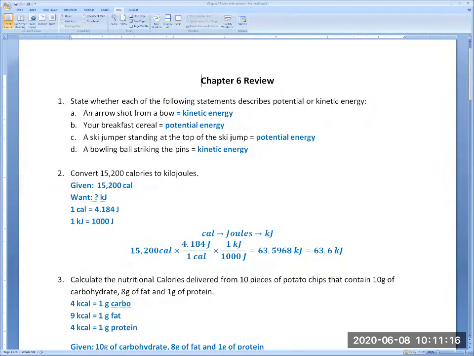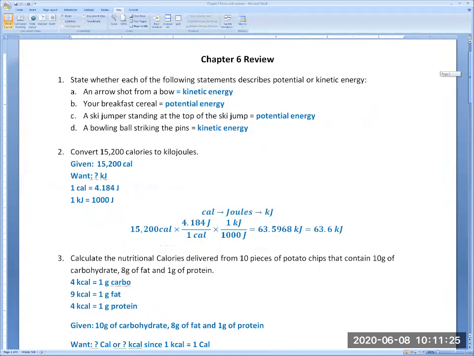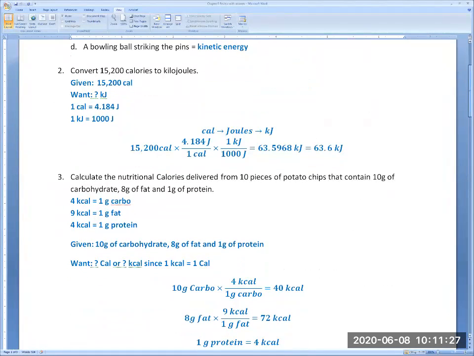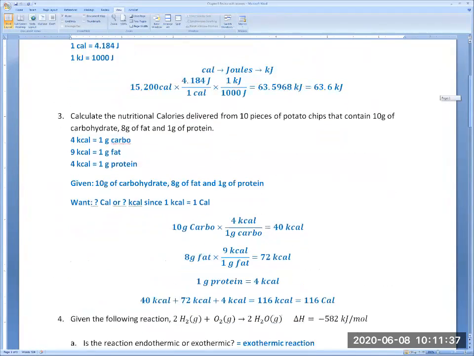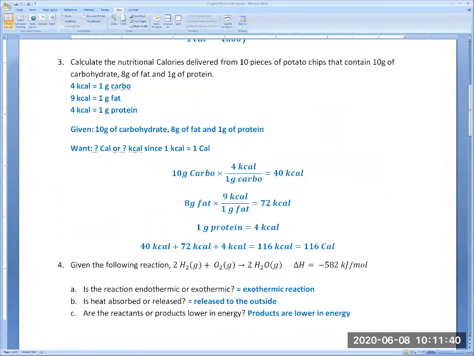So we'll continue with the chapter 6 review. Last time we went over the two types of energy, kinetic and potential energy. We changed calories into kilojoules, which are regular unit conversion calculations. Then we used the, and let me share this.